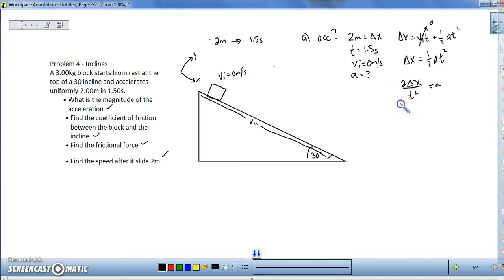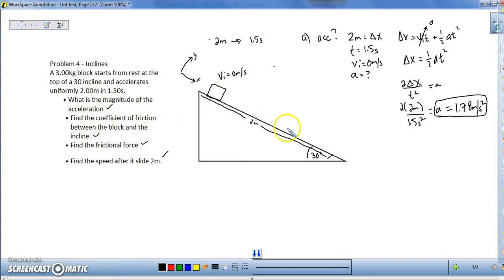Let me put in some numbers. 2 times 2 divided by 1.5 seconds squared equals acceleration. So 4 divided by 1.5 squared. My acceleration is 1.78 meters per second squared. That's part 1. Alright, now we're going to find the coefficient of friction.